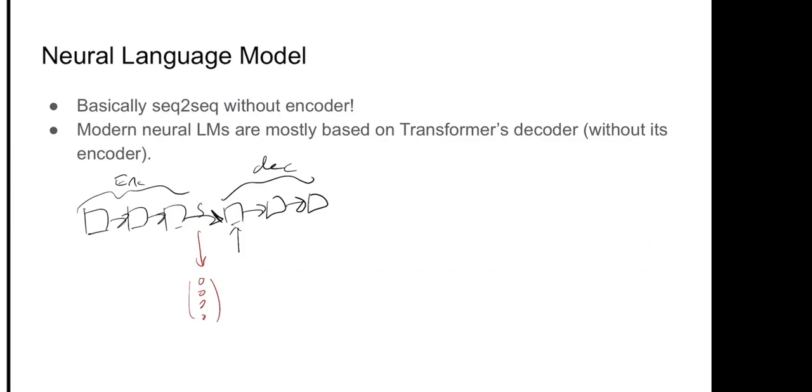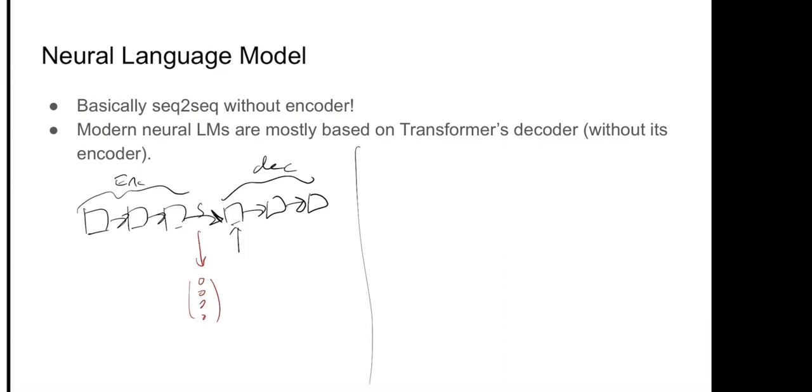So modern neural language models, and when I say modern, it's really recent, like 2 or 3 years. It's kind of sad that when you say modern in computer science, especially AI, I don't mean 100 or 200 years, but actually 2 to 3 years. So very recent language models are mostly based on transformers and the decoder. Same thing, right?